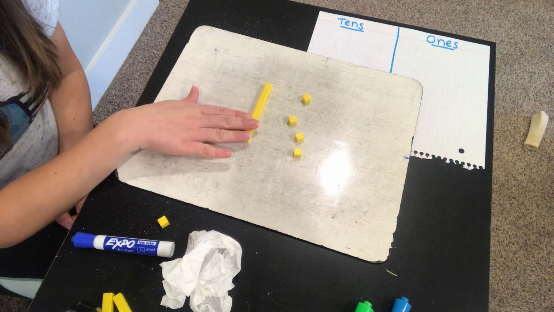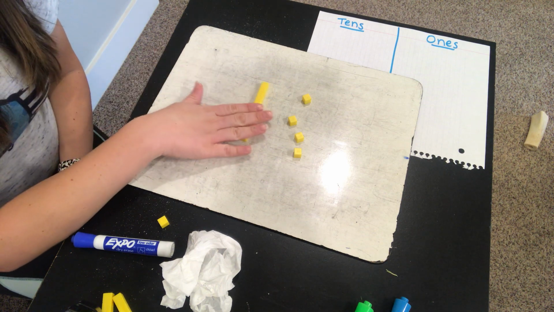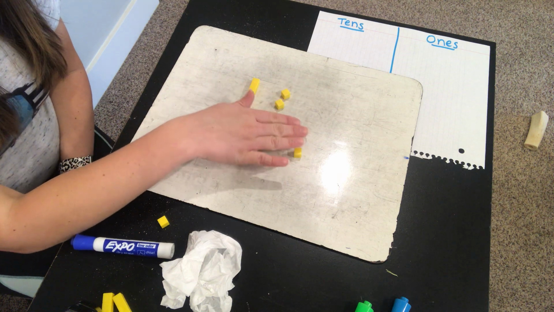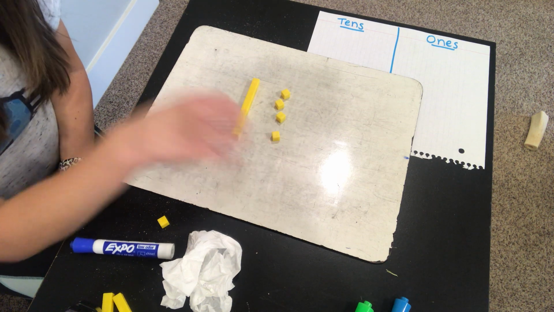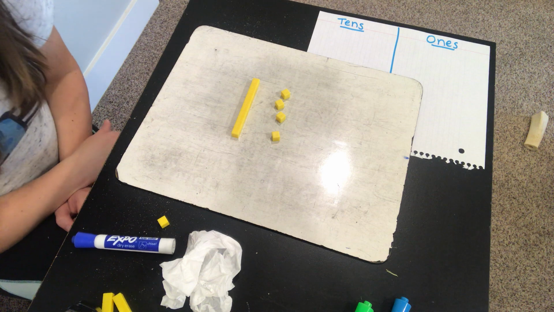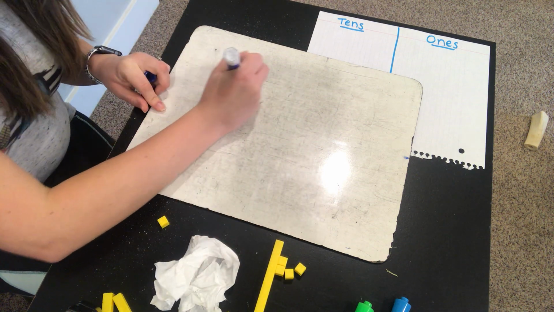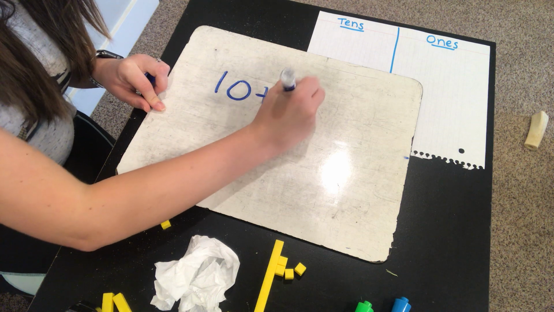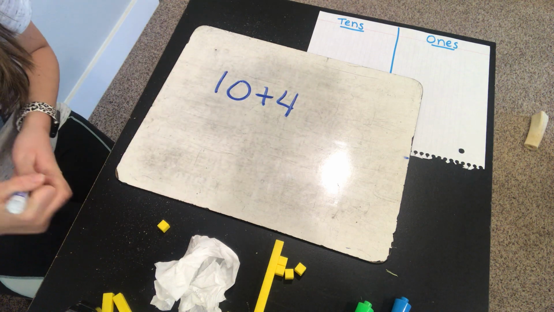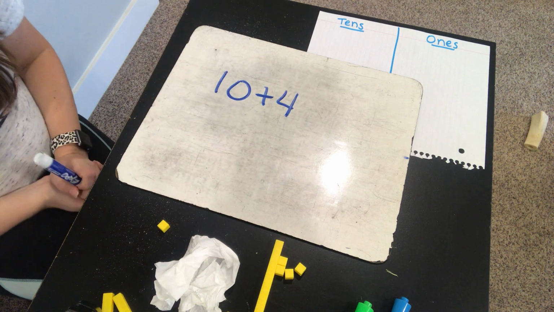This model represents what number? 10, 11, 12, 13, 14. So this shows 14. If I was given this problem and asked, what number does this represent? How could I figure that out?